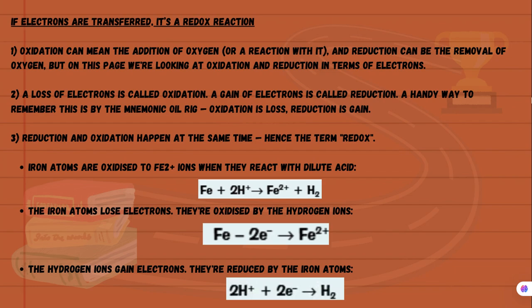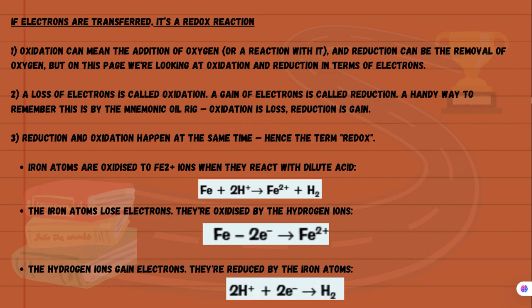A handy way to remember this is by the mnemonic OIL RIG. Oxidation is loss, reduction is gain. 3. Reduction and oxidation happen at the same time, hence the term redox. Iron atoms are oxidized to Fe2+ ions when they react with dilute acid.